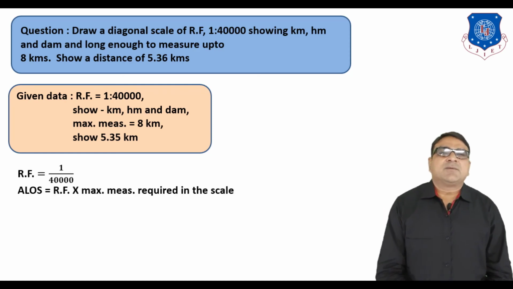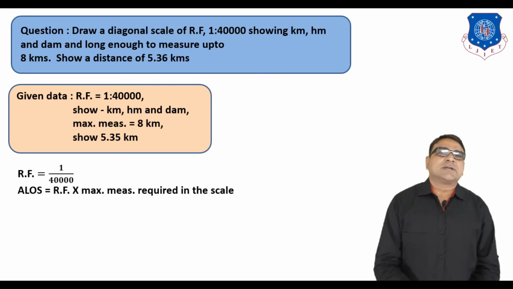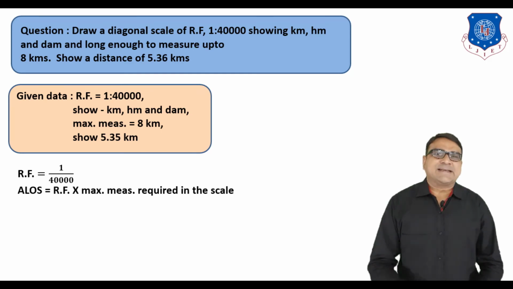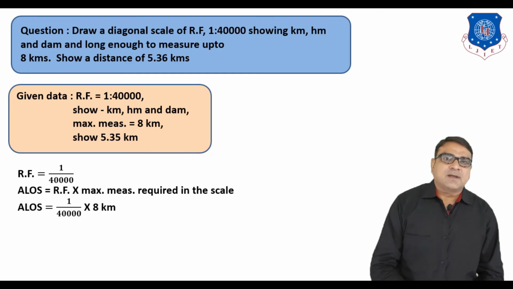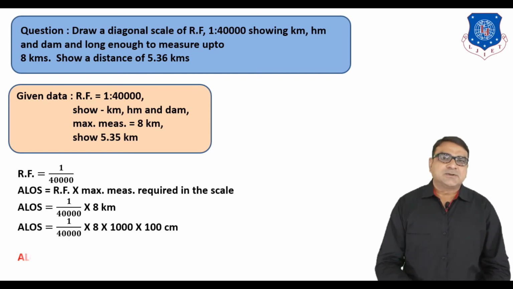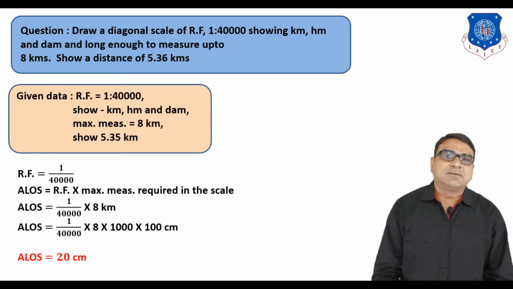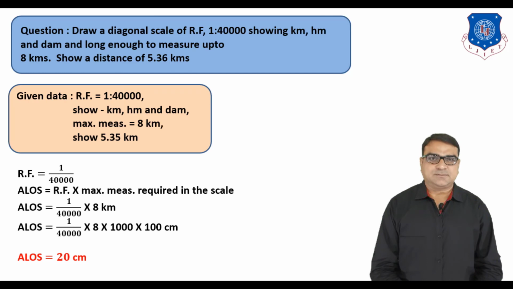So RF is given as 1 by 40,000. First of all, find out the actual length of the scale. The equation is RF multiplied by the maximum measurement required in the scale. Then convert the kilometer unit into centimeters. So finally we have the actual length of the scale as 20 centimeters.